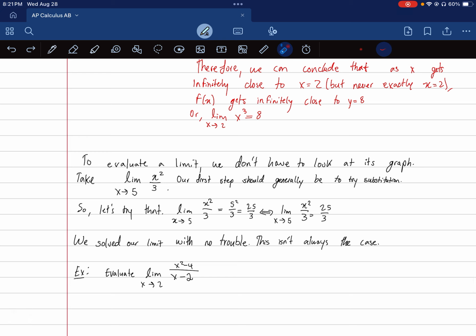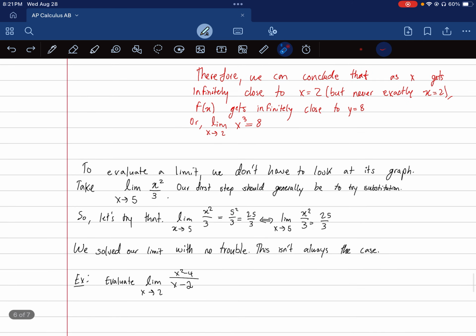To evaluate a limit, we don't have to look at its graph. Take the following limit: the limit as x approaches 5 of x squared over 3. Our first step should generally be to try some sort of substitution. Let's try substituting x equals 5 here. 5 squared over 3, 25 over 3. But this may seem a bit counterintuitive, because we just said that the limit looks at values as they get closer and closer to a certain x, but never exactly at that x, in this case x equals 5.